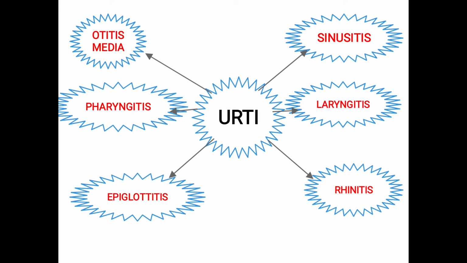So let us see what the upper respiratory tract infections are. Here you can see our upper respiratory tract can be infected with an infectious agent and that can result in the following conditions such as otitis media, sinusitis, pharyngitis, laryngitis, epiglottitis, and finally rhinitis. Among these, the most prevalent illness is rhinitis, that is the common cold. Most of our upper respiratory tract infections are viral in origin.